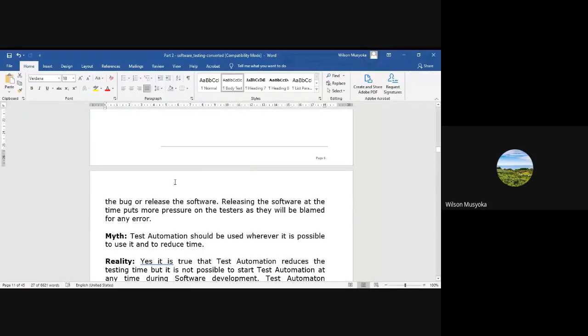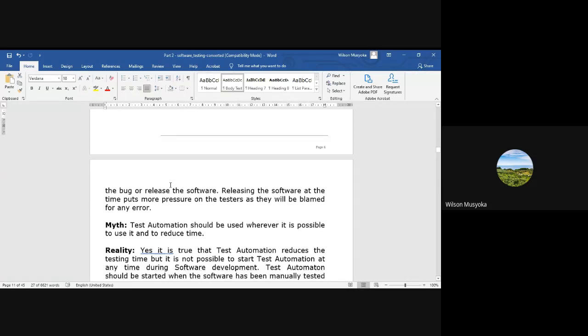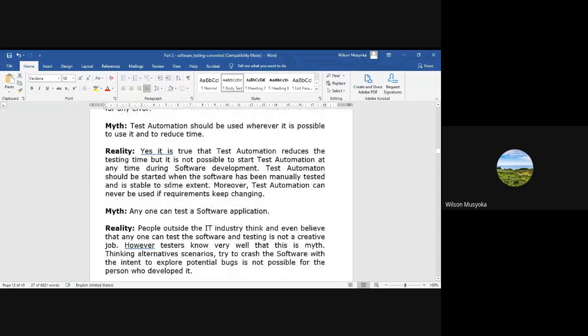So when the software is being released, there is a lot of pressure on the testers because they will be blamed for any error. But this error should be blamed on all the stakeholders, because the development process doesn't involve only the testers. It involves the owners of the software, the project managers, the coders, the implementers, and so many other stakeholders in the development process.